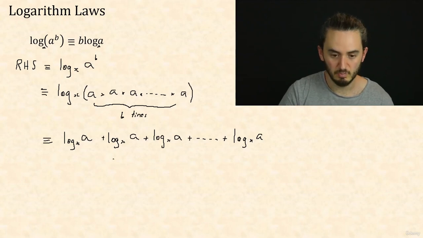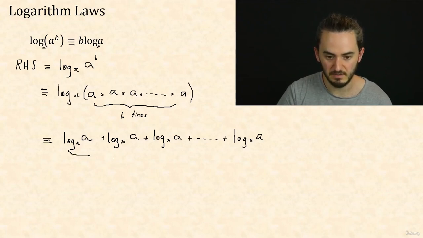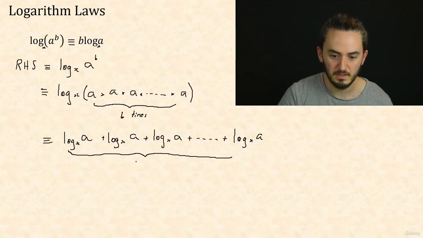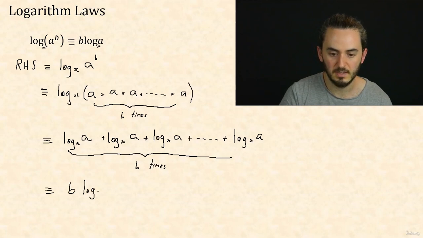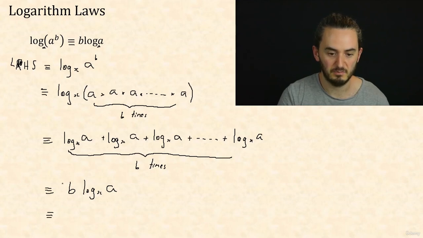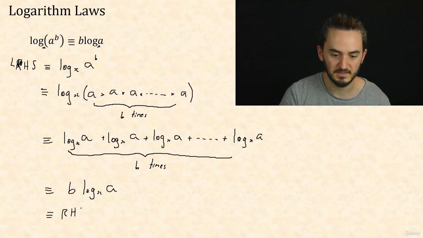How many times? Well, b times, right? Because there were b of the a's in there. So all of this happens b times. Well, if it's literally this thing b times, then it is just b times log base x of a. But look, that was what we were trying to prove in the first place. So lo and behold, that is the, oh, I got my lefts and rights wrong. That was the left-hand side, and I proved that it is the right-hand side.